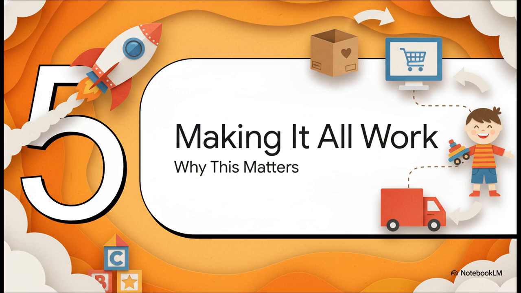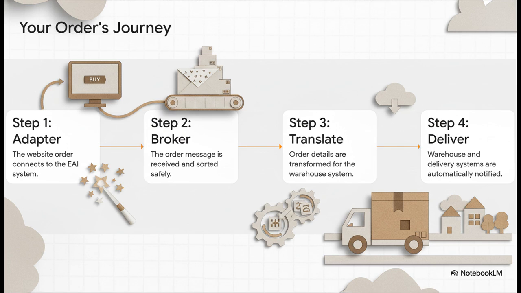So this is the really crucial part. Why do we even need this digital post office? What's the point? Let's go right back to our example of ordering that toy online. The second you click buy, EAI is the magic happening behind the curtain. It takes your order from the website, tells the warehouse to go get your toy, updates the inventory so they know one is gone, and then tells the delivery company where to send it. And all of this happens automatically in just a few seconds.